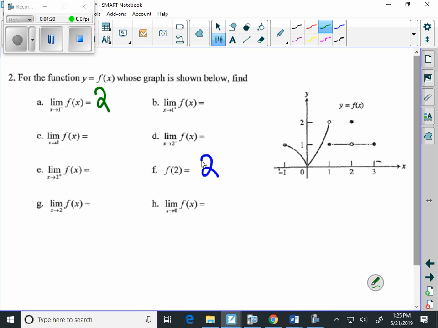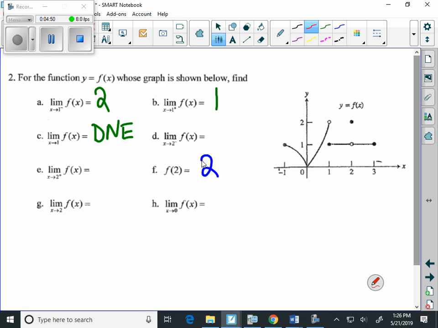If we come from the other direction, the limit as x approaches 1 from the right, we're following this part of the graph. And where we're getting very, very close to is 1. And because these each are different values, once again, our limit does not exist.